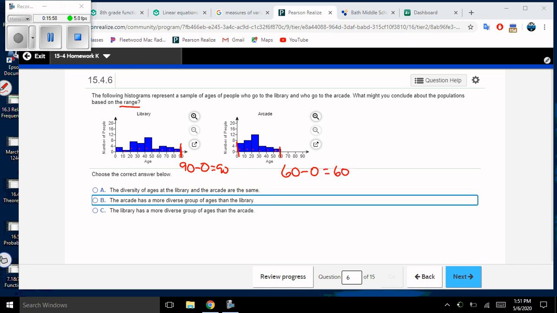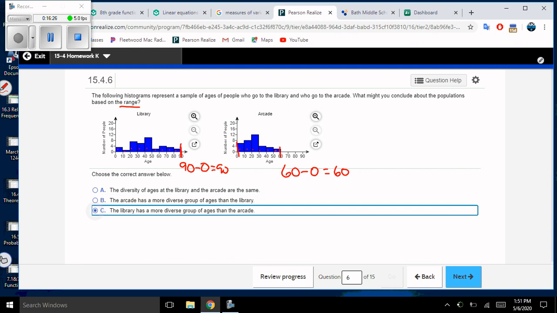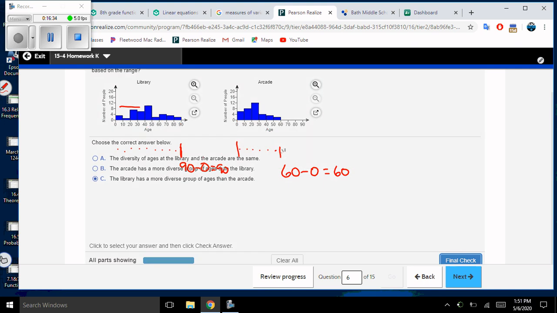Okay, so what does this mean? People sampled the ages of those who go to the library and who use the arcade. The library, a wide range of people go to the library. Arcade, obviously, I can't imagine too many of these people over the age of about 30 going to an arcade, but whatever. So what do we talk about? Diverse means wide range, so the library has a more diverse group of ages than the arcade, and a wider range is in essence what that means, okay?